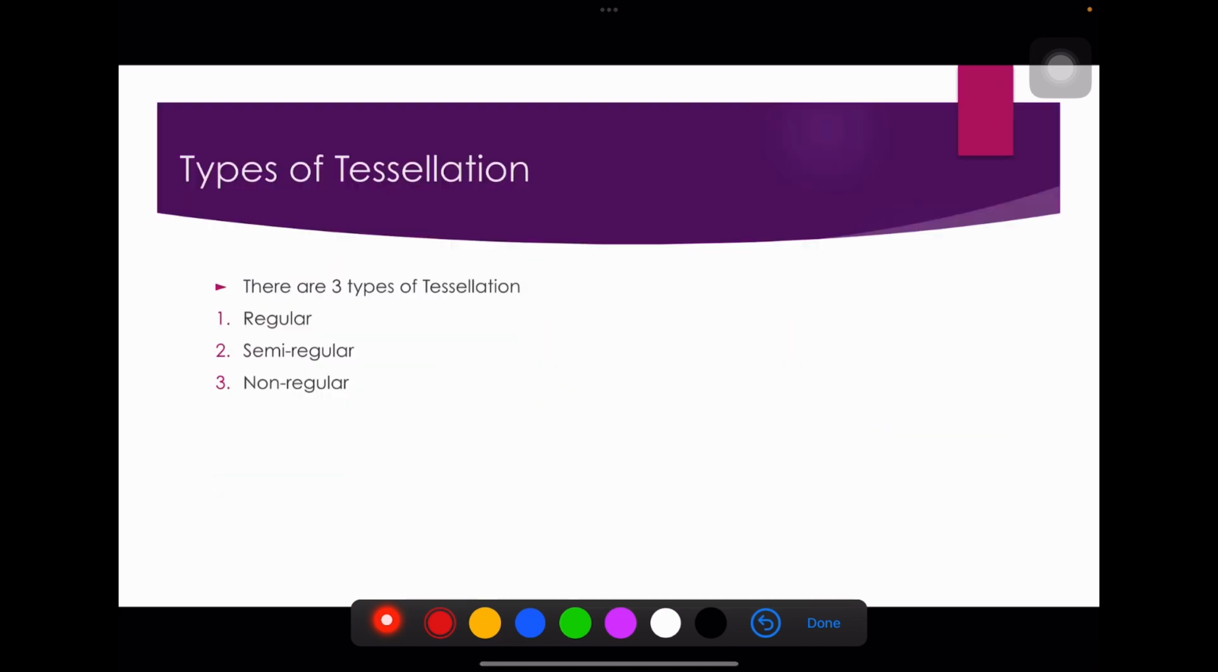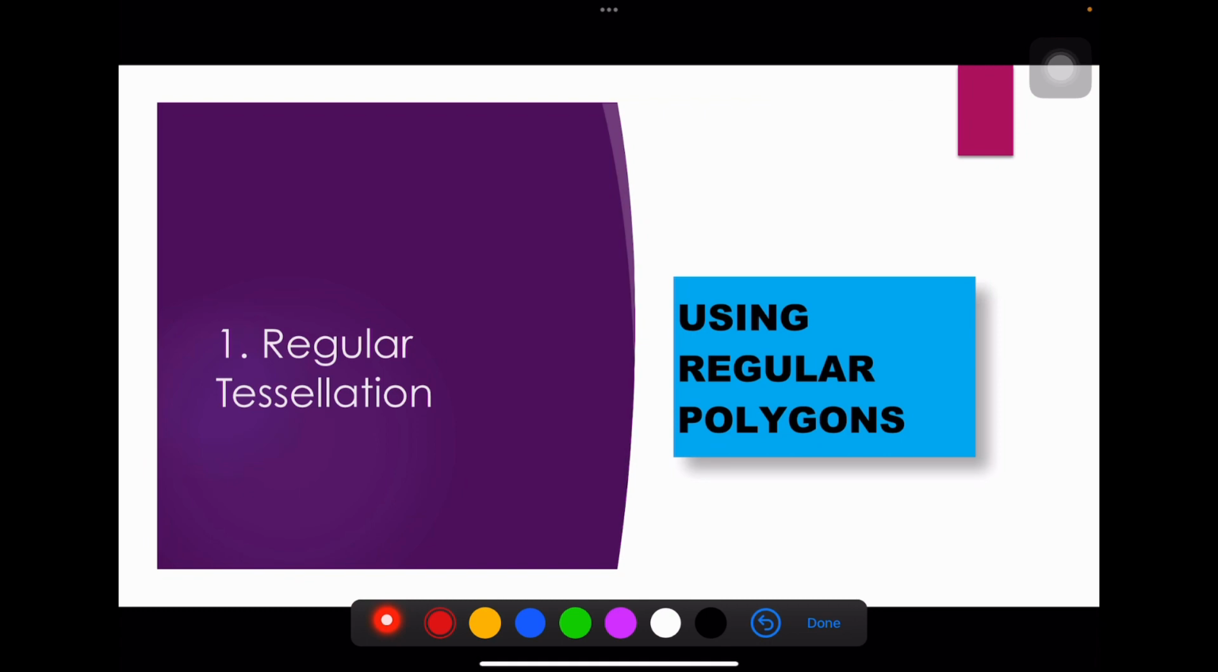Okay, there are 3 types of tessellations. One is regular, the other one is semi-regular, and the third one is non-regular. So let's have a look at each one of them. Let's start with regular tessellation. Now when we say regular tessellation, we mean we are using regular polygons. And you have to remember, when we say regular polygons, it means all sides have equal length.